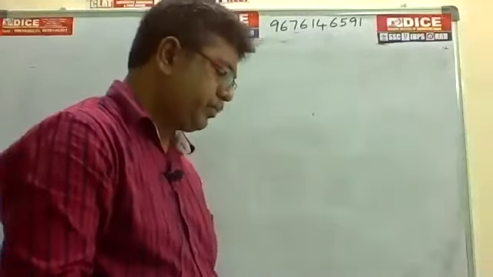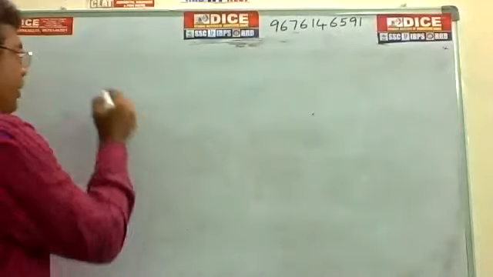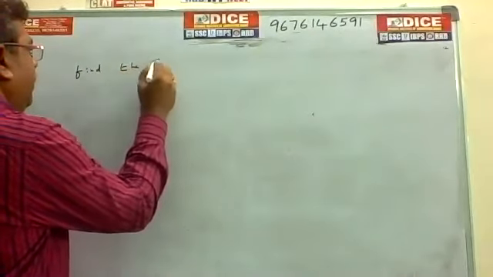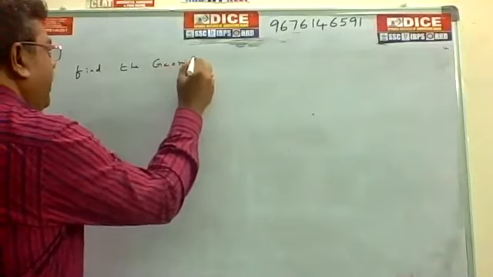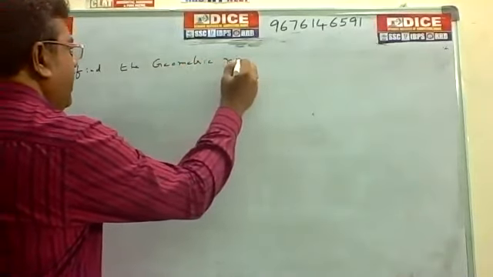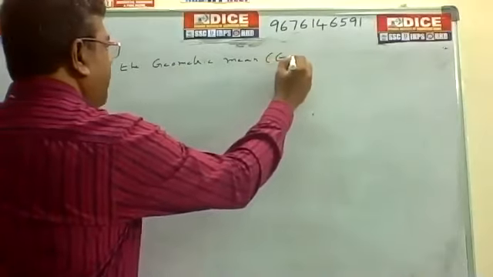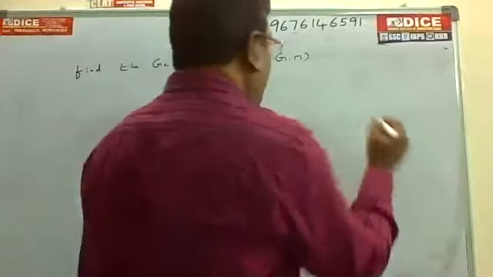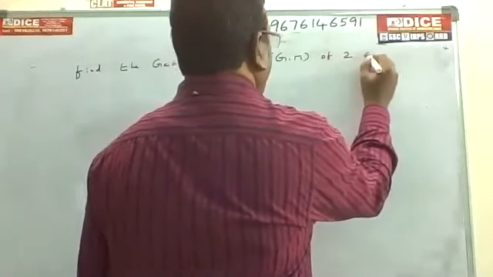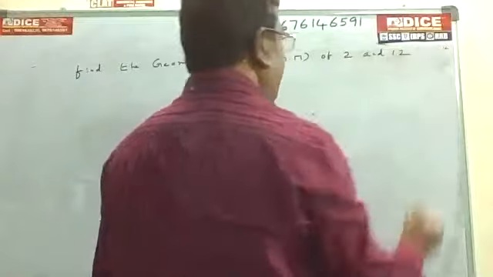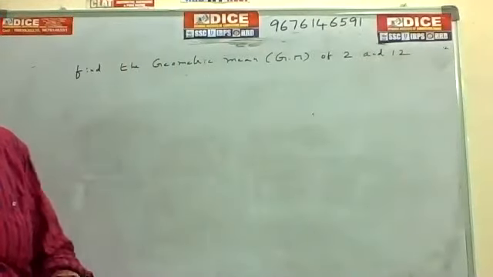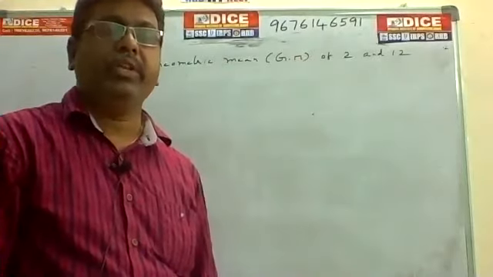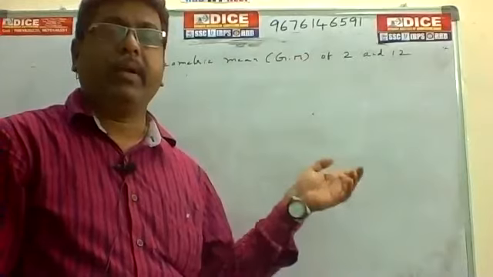Next one. Find the geometric mean of 2 and 32. Geometric mean, shortcut GM. Find the geometric mean of 2 and 32. Actually, I have not given you the formula.